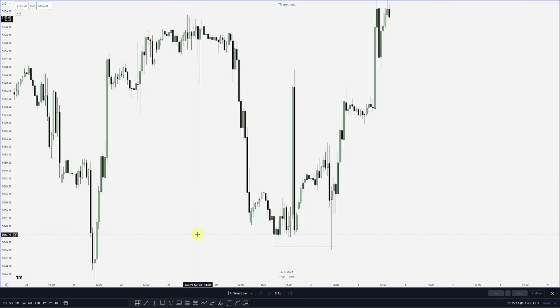How's it going, everyone? This video is going to be over the differences between low resistance liquidity and high resistance liquidity. Let's hop into the PDF before we go into the charts for some examples.